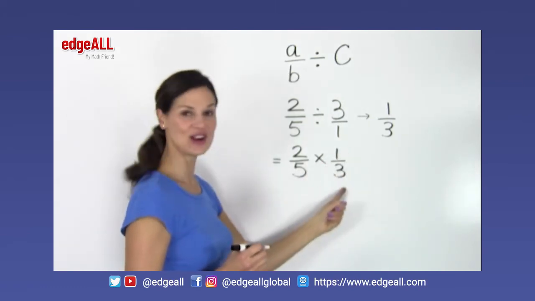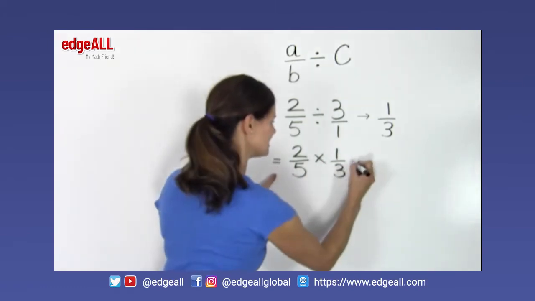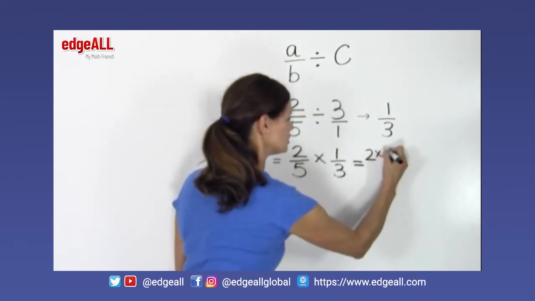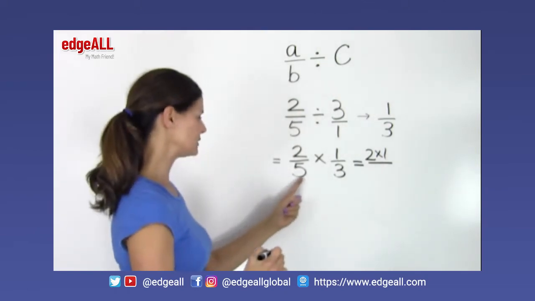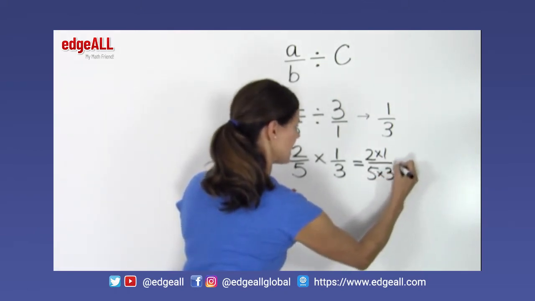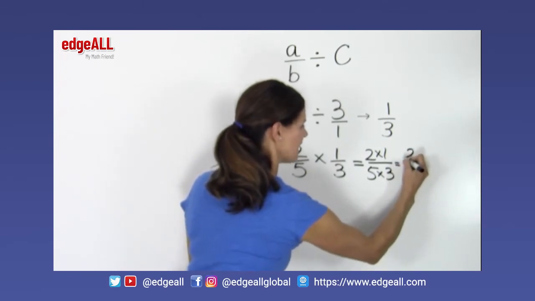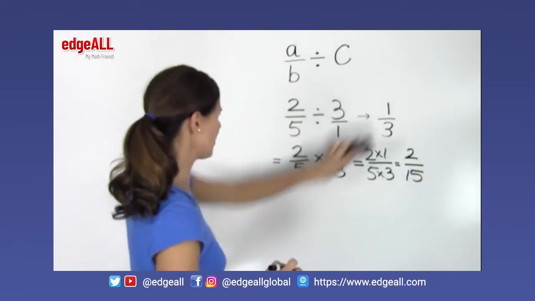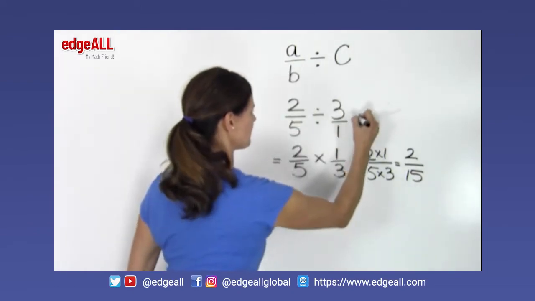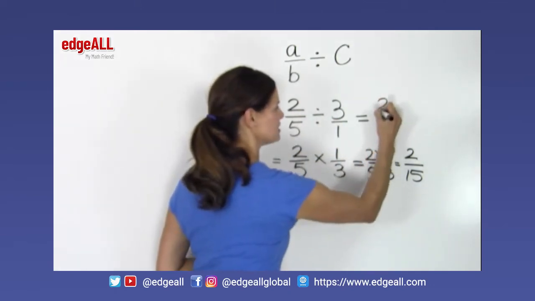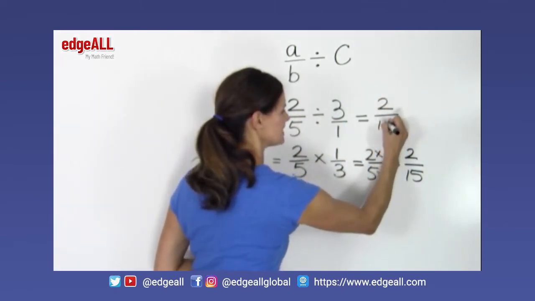And what I end up with is 2/5 divided by 3, or 3 over 1, is the same as 2/5 times 1/3. And so then I just do the problem by multiplying across my numerators, 2 times 1, and multiplying across my 2 denominators, 5 times 3, and I end up with the answer of 2/15. So I'll put my answer up here with my problem. 2/5 divided by 3 equals 2/15.